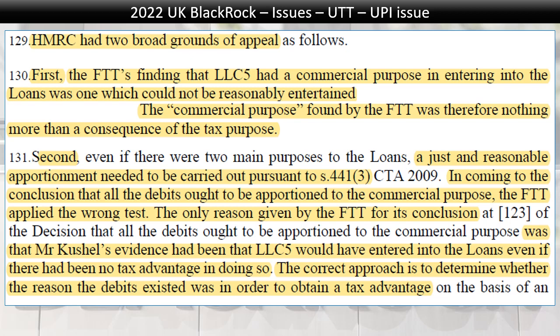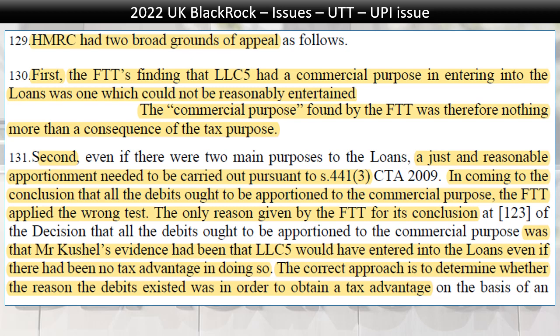And the First Tier Tribunal said, oh, but there was no tax purpose here, it was all commercial purposes, and therefore, I mean, there was a tax purpose, but it only came later, and therefore 100% of the interest was deductible. And now the Upper Tier Tribunal says a just and reasonable apportionment needed to be carried out pursuant to Section 441 in coming to the conclusion that all debits ought to be apportioned to the commercial purpose. The FTT applied the wrong test.